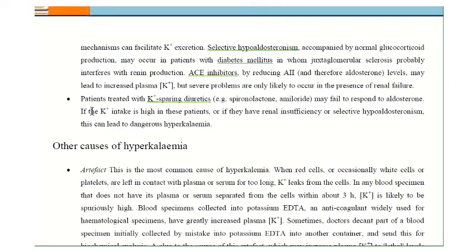والسبب الآخر هو patient treated with potassium sparing diuretics. أكو نوع من أنواع الدايوريتكس احنا potassium sparing diuretics، مثال عليها هنا السبيرونولاكتون والأميلورايد may fail to respond to aldosterone. If the potassium intake is high in these patients, or if they have renal insufficiency or selective hypoaldosteronism, this can lead to dangerous hyperkalemia.